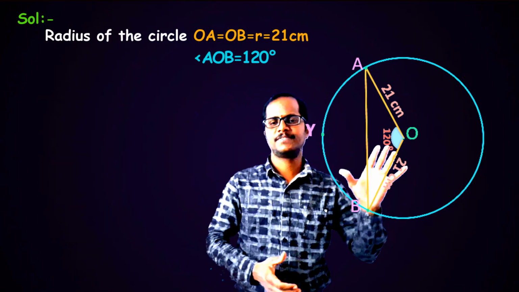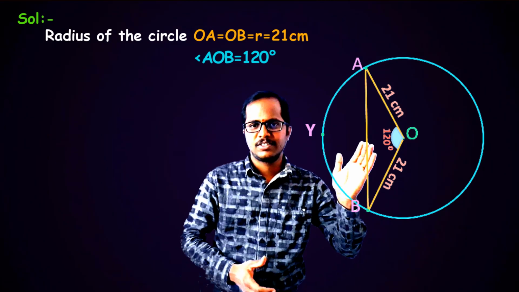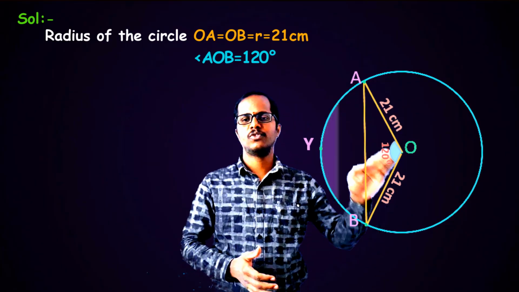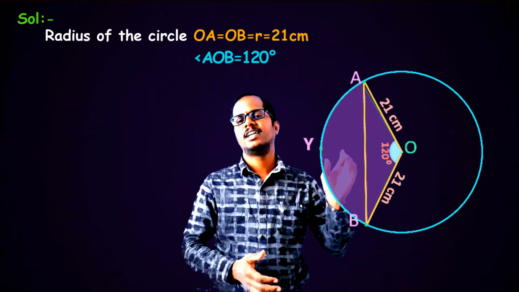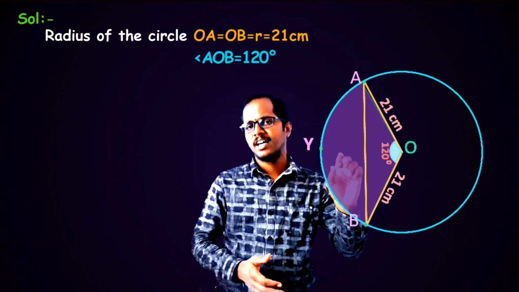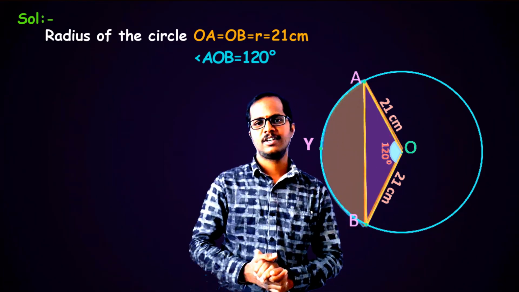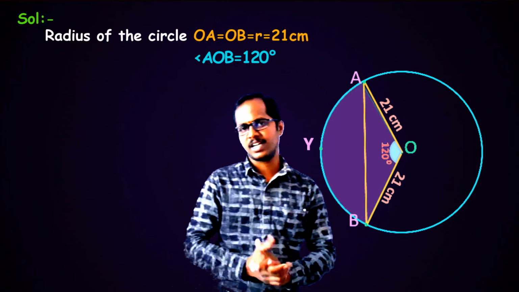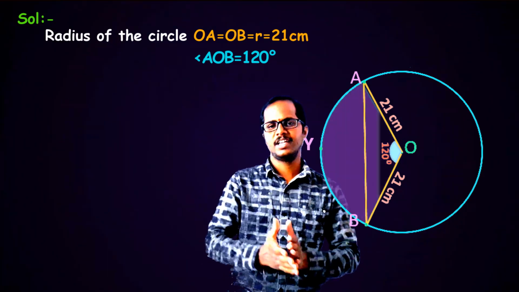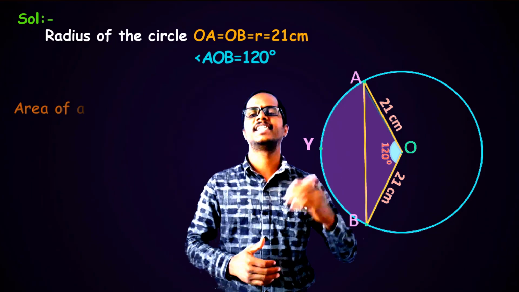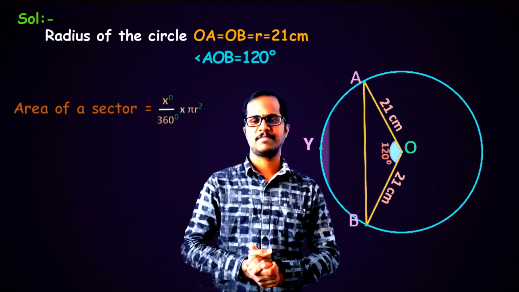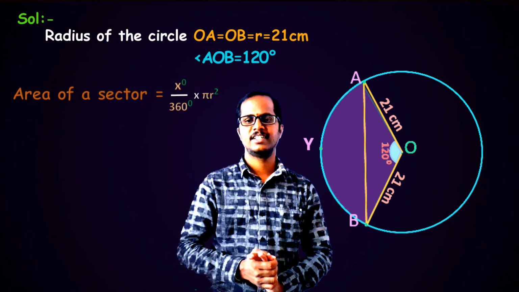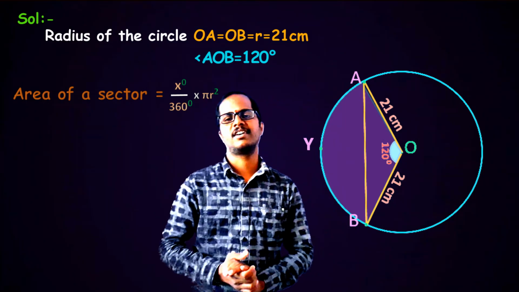So now let us see in this figure which sector we need to take. Very good. We need to take sector OAYB, since this sector OAYB consists of the required segment as a part. So first we need to find the area of sector OAYB. What is the formula for finding the area of a sector? Area of the sector equals x degrees by 360 degrees into pi r square. So we need to know the sector angle, that is x degrees, and also the radius of the sector, that is r.